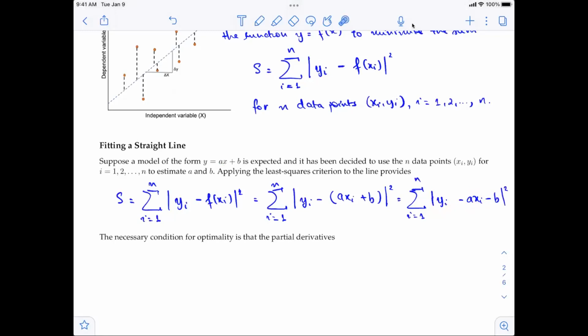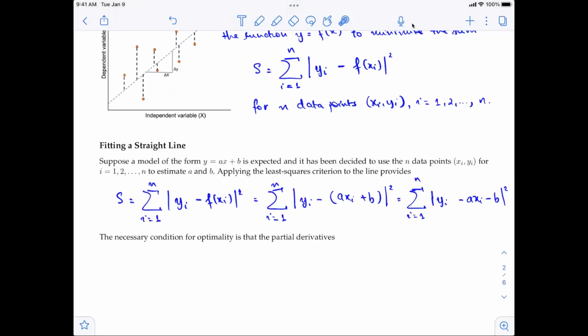Because the parameters that you want to look for are a and b. So that is regarded as the function of two different variables or parameters in this case, right? So that's why when you take the derivative, you have to consider partial derivative. And why take the derivative of this particular condition? Because we want to find the optimal, we want to minimize this summation, right?